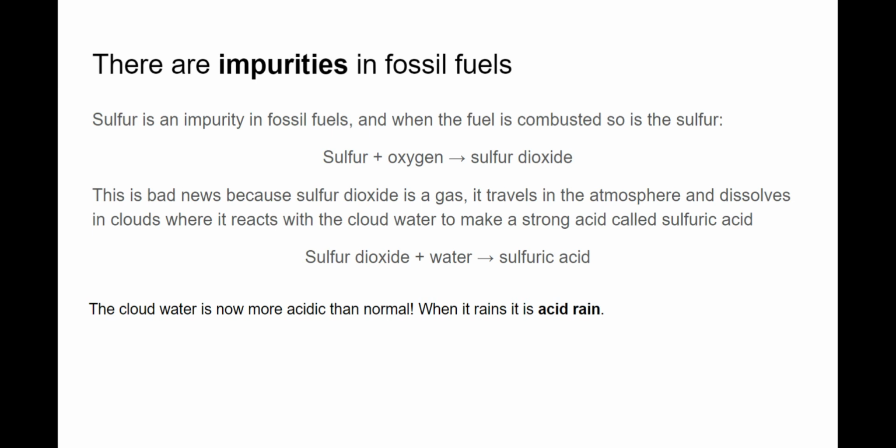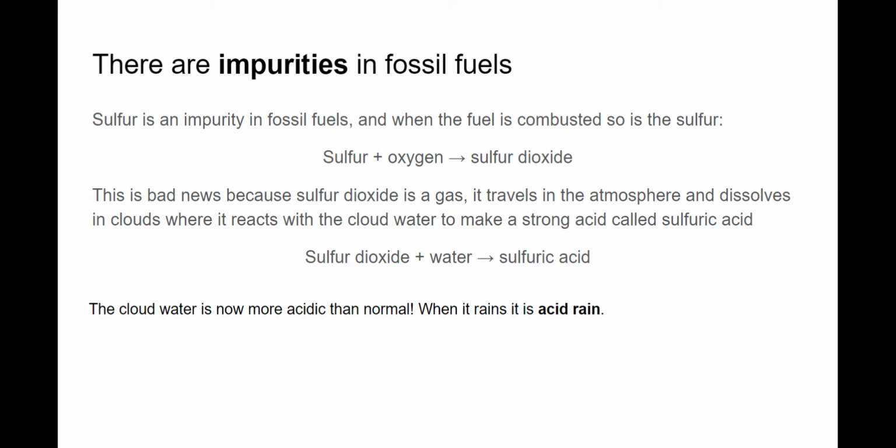First of all, hydrocarbon fuels have impurities in them. So there are other things in hydrocarbon fuels that also get combusted when we burn the hydrocarbon fuel. The first one of these is sulfur. Sulfur is an impurity in fossil fuels, and when it reacts with oxygen, we get sulfur dioxide, according to this equation. Sulfur plus oxygen reacts to give sulfur dioxide.